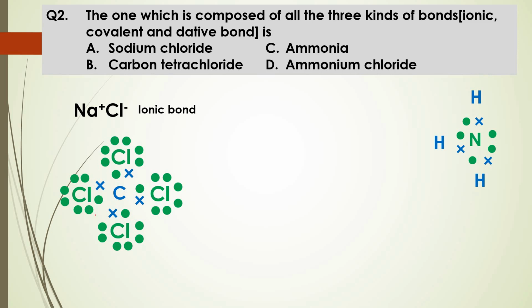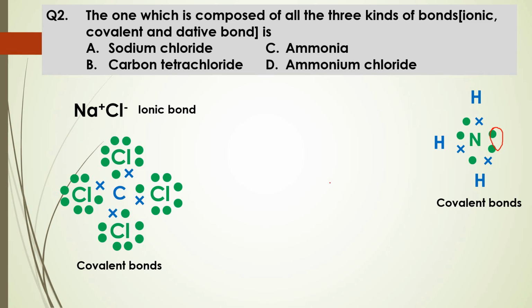This is carbon tetrachloride. Carbon is a non-metal, chlorine is also a non-metal. So non-metals share electrons to form bonds, so they have covalent bonds only. In the same way, let's go to ammonia, option C. Nitrogen is a non-metal, hydrogen is also a non-metal, so they will form bonds by mutual sharing. Over here there is also covalent bond only, and these 2 electrons of nitrogen remain as a lone pair. So here also we have covalent bond.